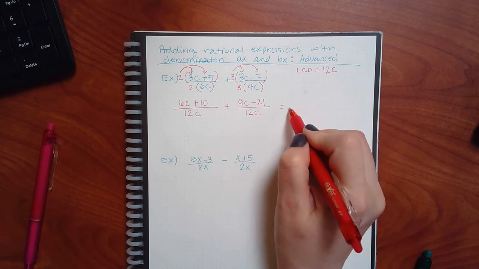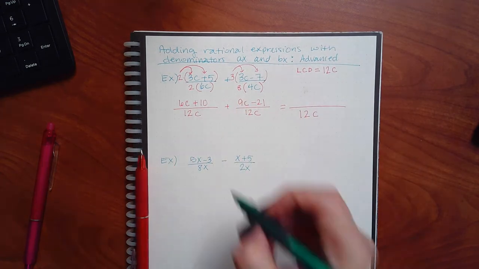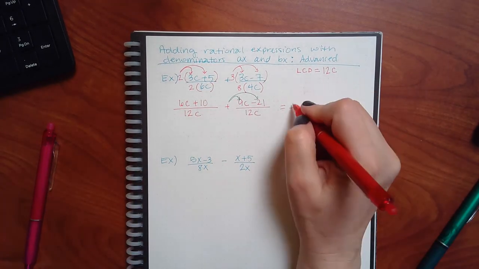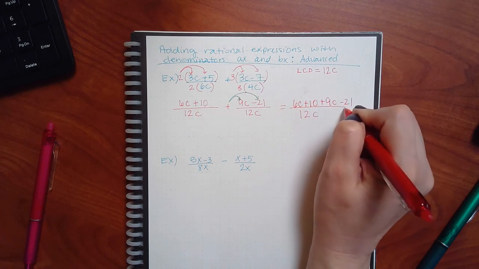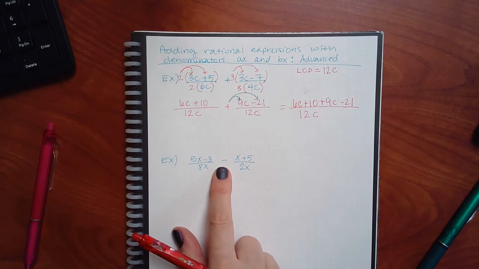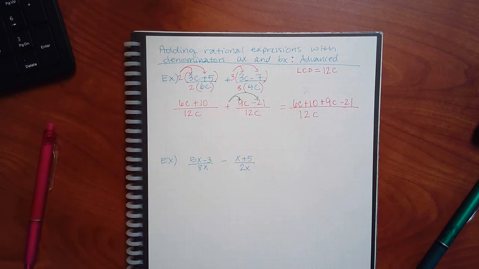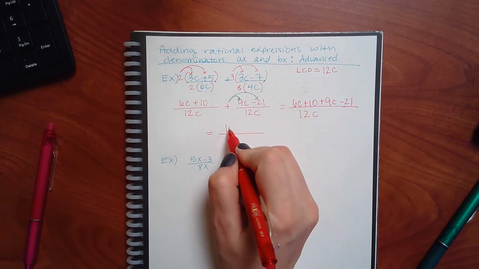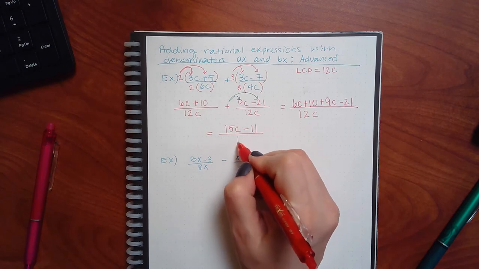And then I'm going to do 12C. Now, if I were to distribute this plus sign, is it going to change these signs? No. So it's just going to be 6C plus 10, positive 9C, and negative 21. Down here, are the signs going to change? Yeah. So be careful that you always distribute that sign, no matter what it is. When I simplify, that's going to give me 15C, and that's going to give me negative 11.